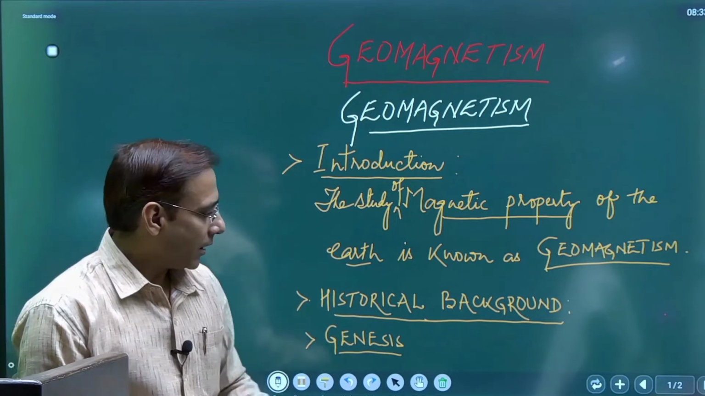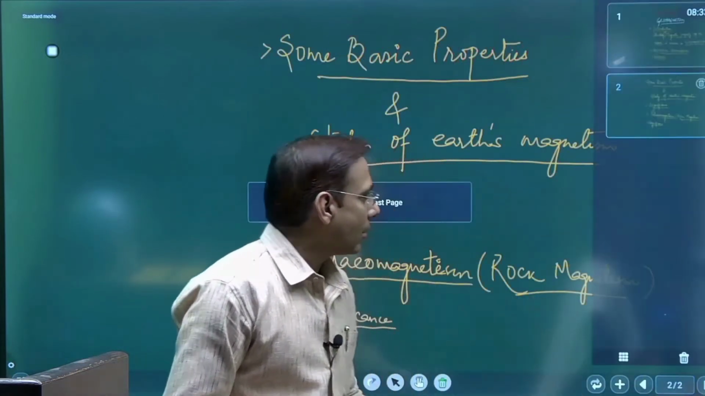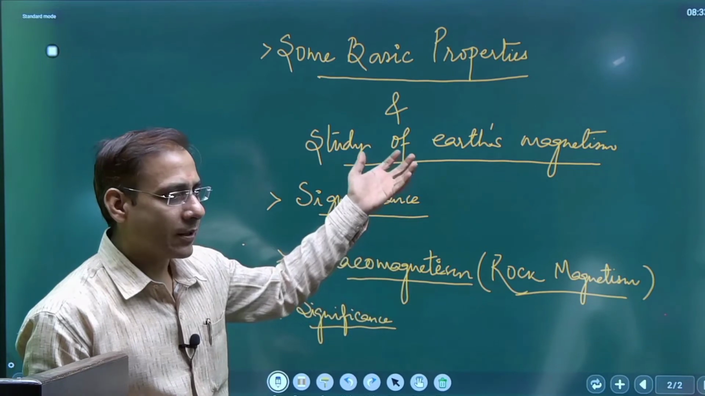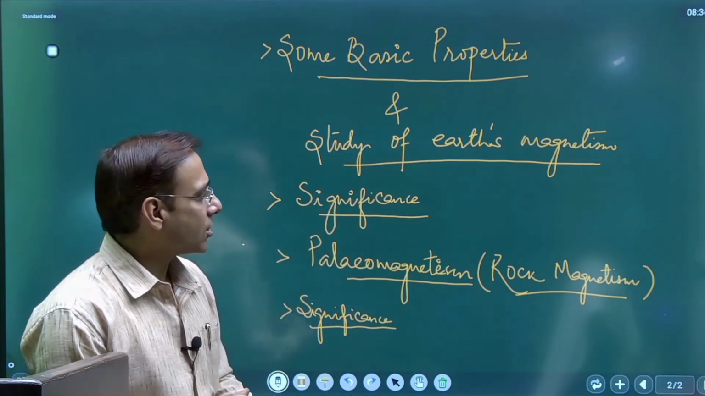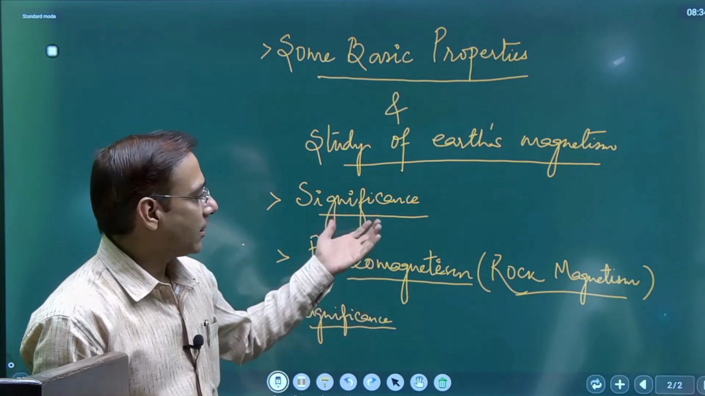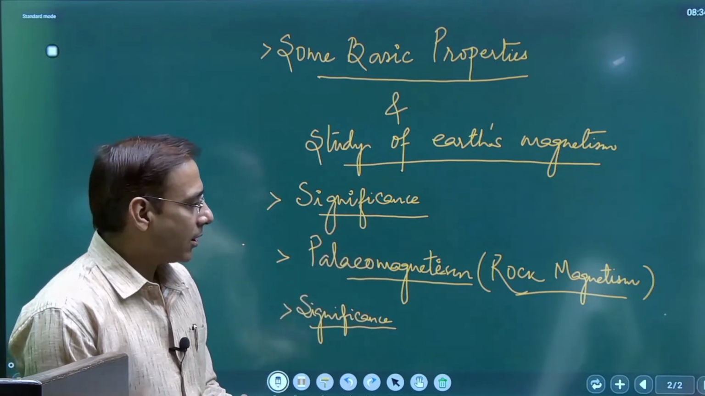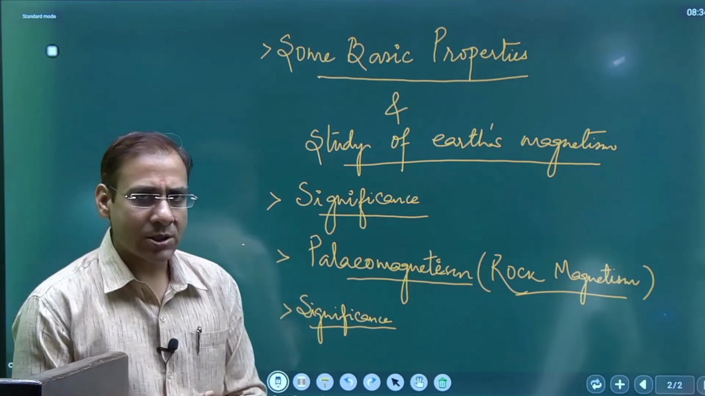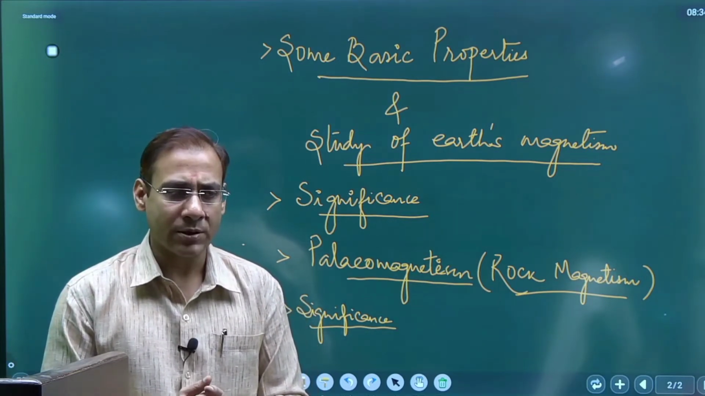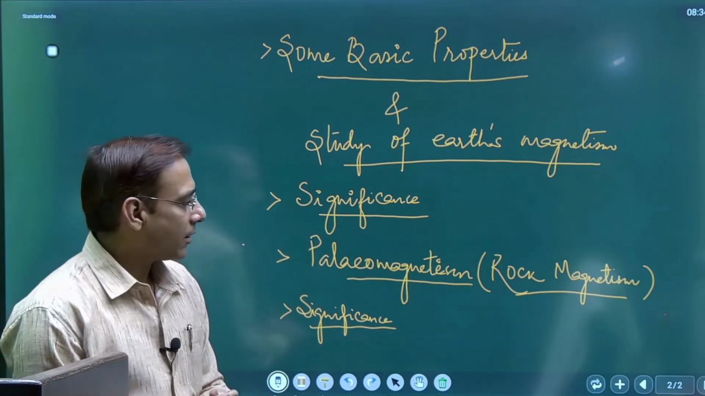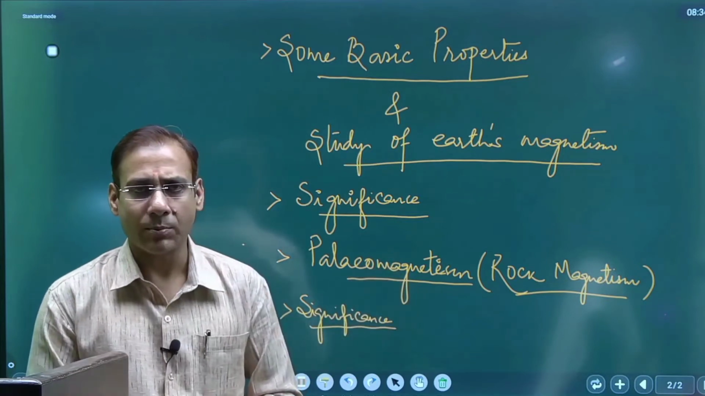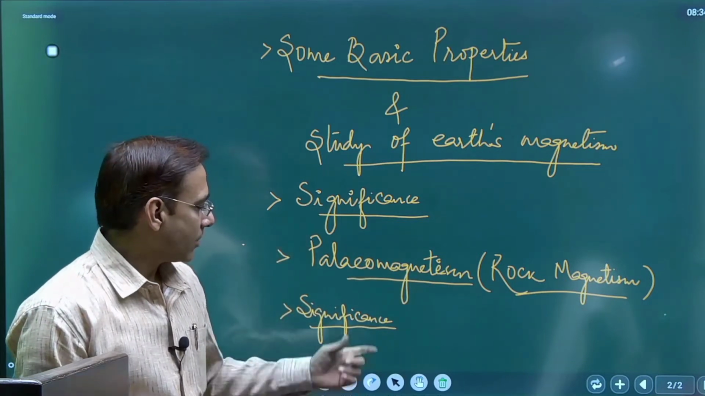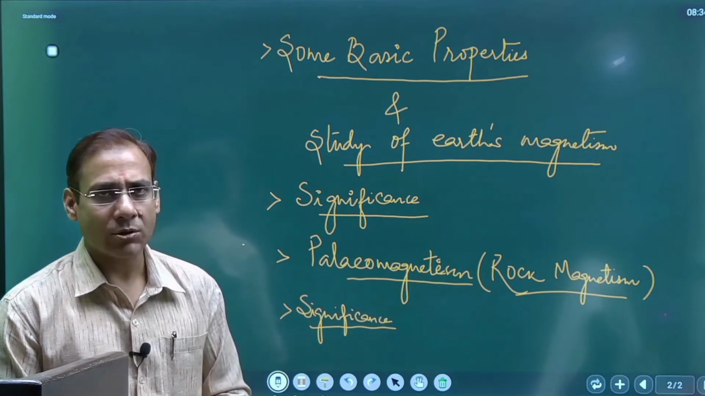Okay. Then I will discuss, as I have said, the other properties. I will discuss the magnetic property and associated basic study of the Earth's magnetism, and then I will discuss the significance. As I have said, the Earth's magnetic property is fixed in the rock, and when we started studying the rock's magnetic property, we called it paleomagnetism or rock magnetism. So you have to understand this concept, because it may be asked as a short note, as a compulsory question in paper 1 section A. Okay. So further I will also discuss the significance of paleomagnetism.